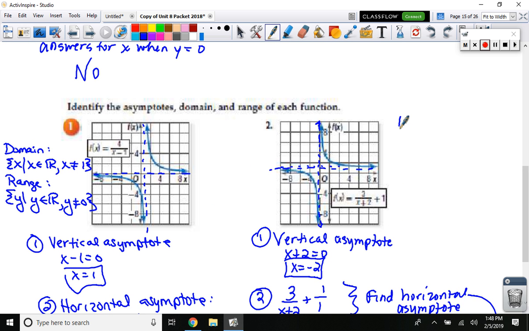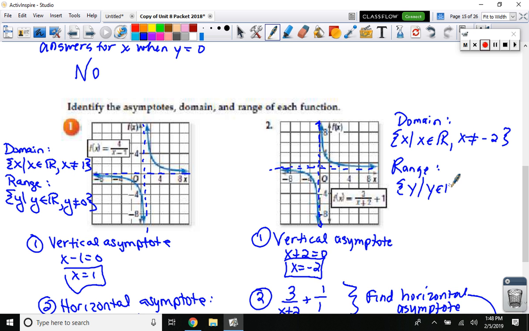What do we need? Still domain? John, what's my domain? Range, Haley? Y such that y is an element of all real numbers, y is not equal to 1. We're set: domain, range, finding our horizontal and vertical asymptotes, even if we have to combine fractions. Okay.